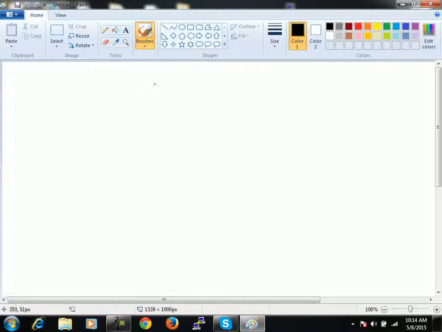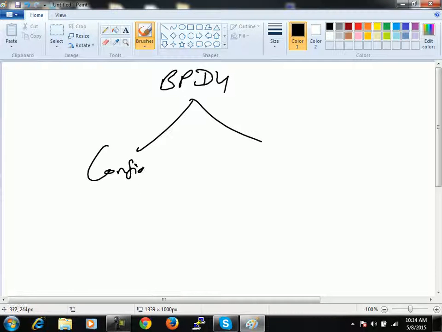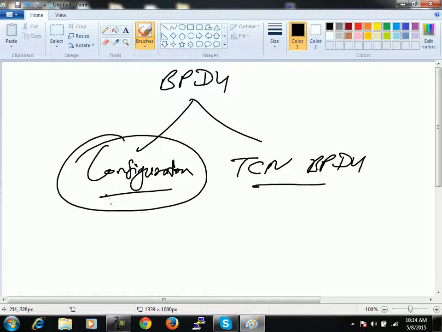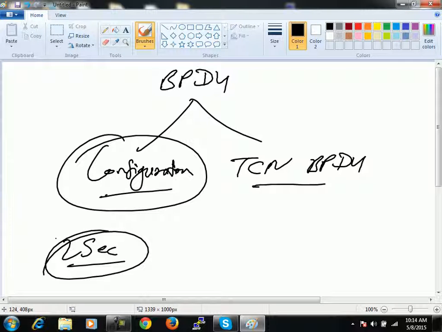If you talk about the BPDU, then we have two types of BPDU here. One is configuration BPDU and the other one is TCN BPDU, right? Remember that only and only configuration BPDU will be generated by switches periodically, every 2 seconds. We always say that switches will be responsible for generating BPDU messages every 2 seconds.